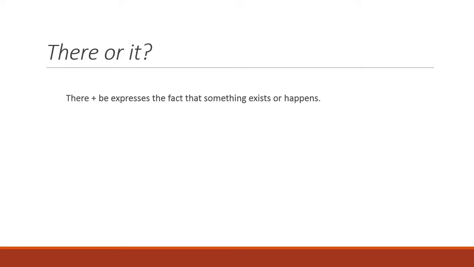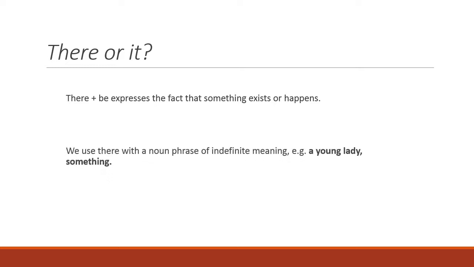Now, because there expresses the fact that something exists or happens, we use there with a noun phrase of indefinite meaning, like a young lady. There is a young lady. So it could mean someone or something.